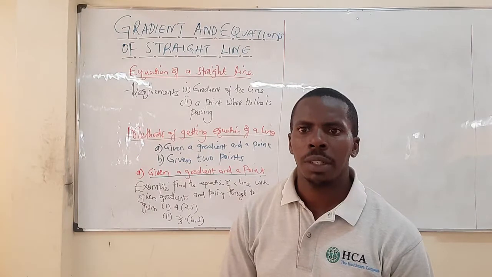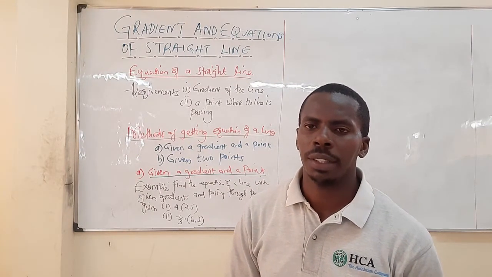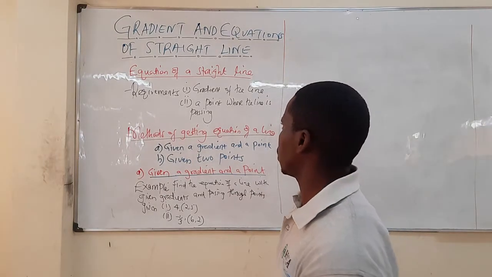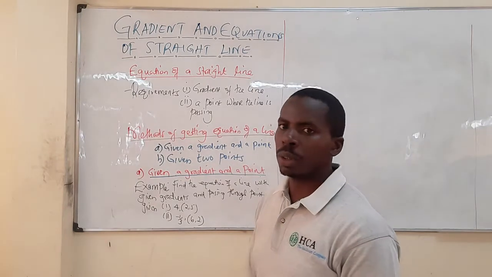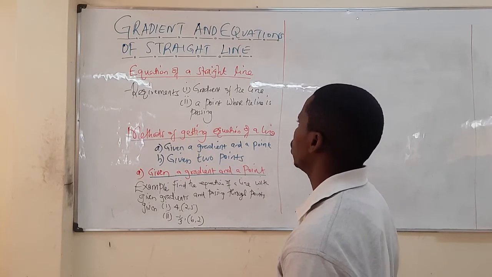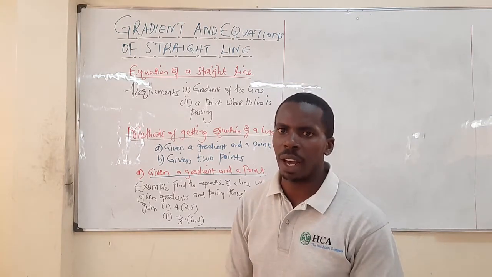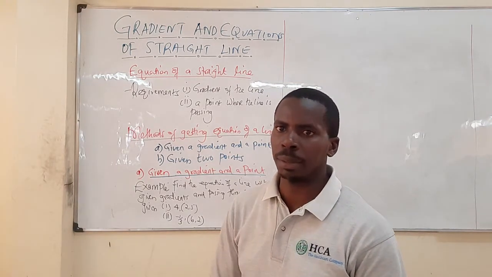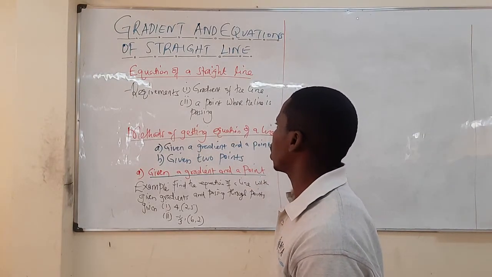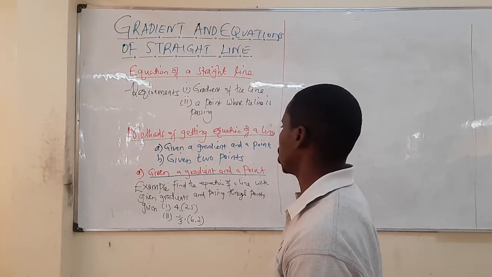So let's look now at the equation of a straight line. Having looked at the gradient, we need to know now about the equation of a straight line. When you want to get the equation of a straight line, there are two requirements. Number one, you need to have the gradient of the line, and number two, you need to have a point where the line is passing. When you have the two, you can get the equation of a straight line. And we have two methods of getting the equation of a straight line.